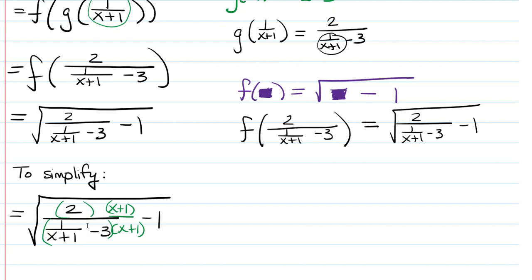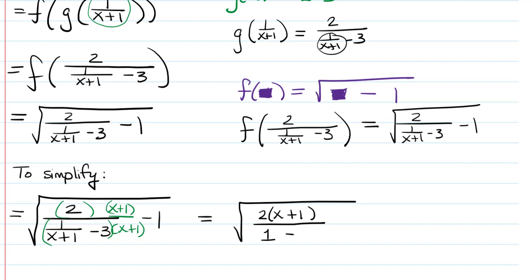And the reason I chose the x plus 1 is because I'd really like to cancel this denominator here. So if you distribute the x plus 1 to each term in the denominator, if you multiply x plus 1 times its reciprocal, 1 over x plus 1, you just get 1.